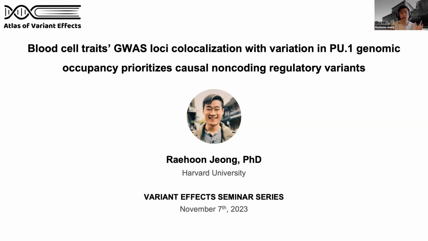And now we're going to switch gears to think about how variants in the non-coding regions can be interpreted for their function and their roles in various traits. And this work involves prioritizing causal non-coding regulatory variants associated with blood cell traits by incorporating transcription factor binding variation data.